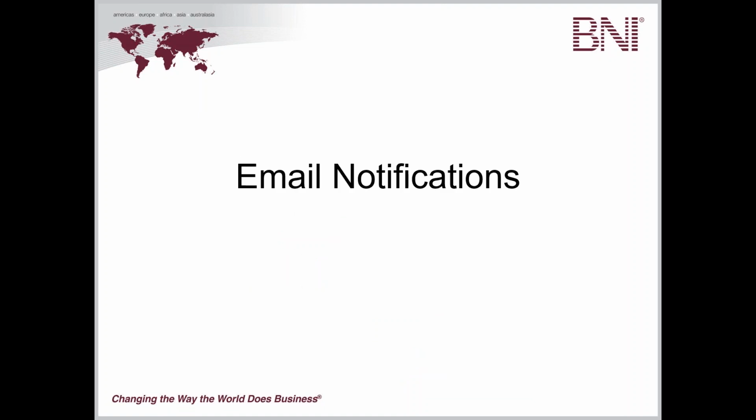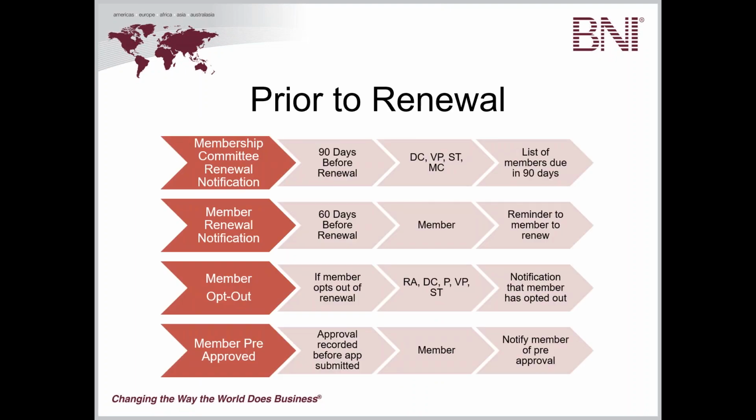As I mentioned before, there are a bunch of notifications that go out as part of this process. Before the renewal, there's up to 4 different emails that go out. There's the membership committee renewal notification and the member renewal notification that go out 90 and 60 days respectively. You can see the people that it's going to: the director, consultant, the vice president, secretary, treasurer, and membership committee for the renewal notification. And then for the member one, just the member gets that one at 60 days.